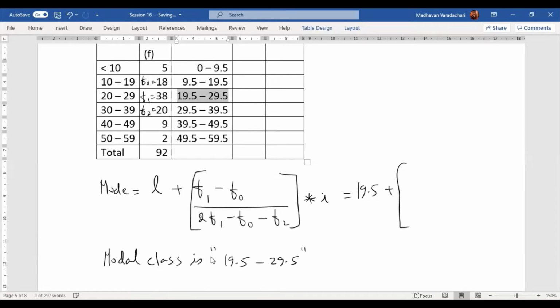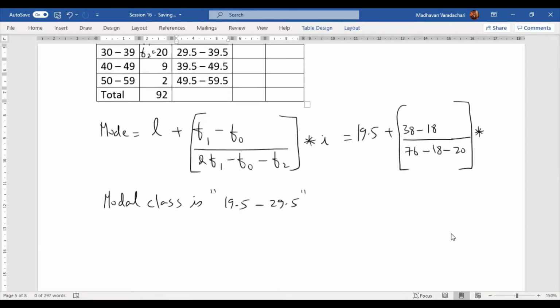I can now substitute those values. 38 minus 18 divided by 2 times 38 is 76, minus 18 minus F2 is 20. The whole thing multiplied by I. What is I? I is the difference between 29.5 and 19.5. Class width, modal class width, which is 10. Multiply this by 10.